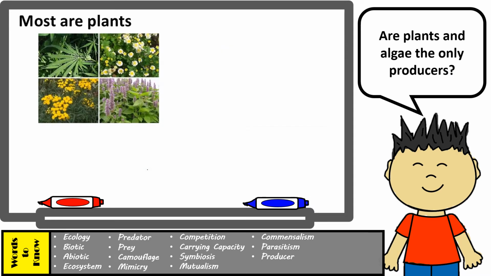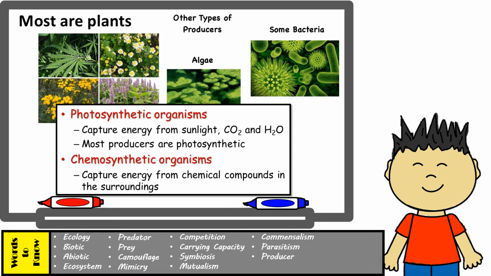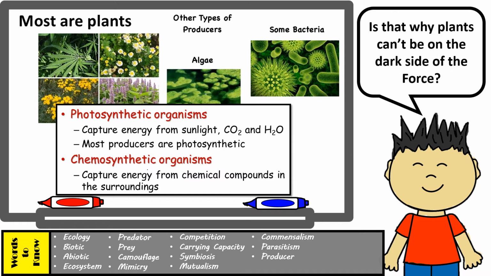Good question, Alex. No, there are actually a few other producers, such as bacteria, which do not use sunlight to make their food. Instead, they obtain their energy from chemicals such as hydrogen sulfide through a process known as chemosynthesis. But for the most part, most producers are photosynthetic organisms, which means that they must use the sun's energy as a way to make food in the form of glucose.